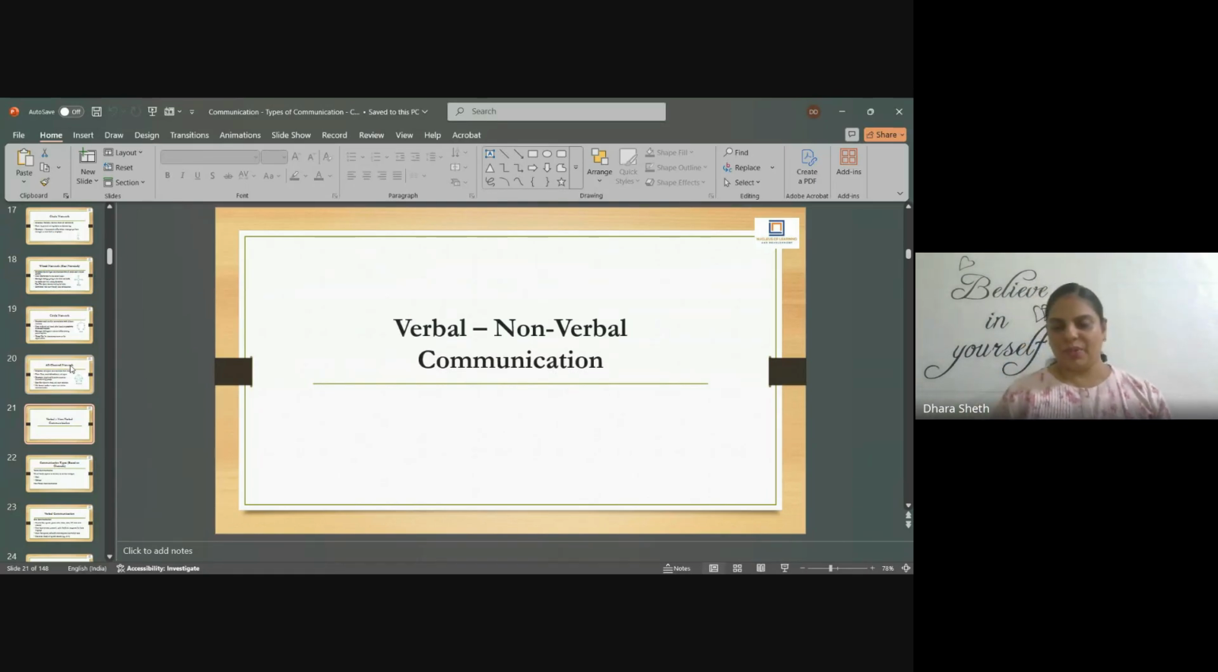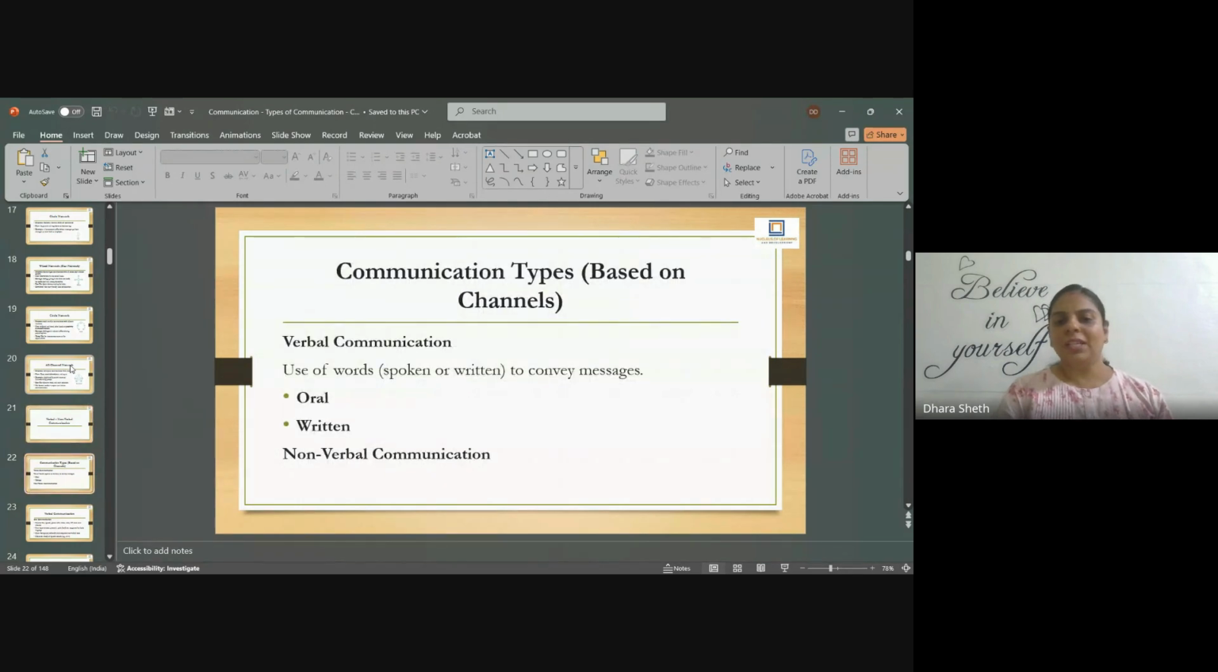Verbal and non-verbal communication. Okay. So verbal communication is where words are used. Either it can be oral by speech or written. That is verbal communication. Verbal does not mean just spoken communication. It also means written communication. And then you have the second type, that is non-verbal.